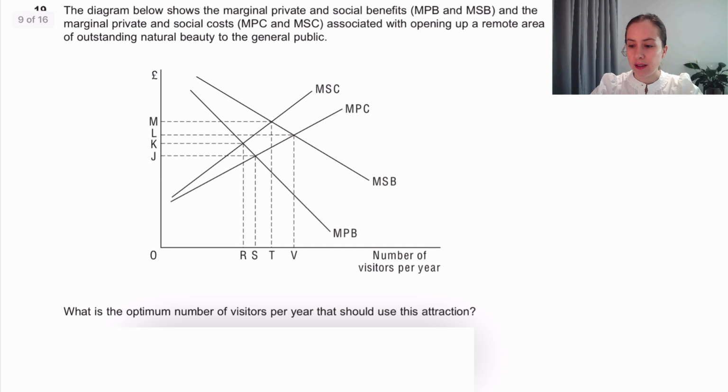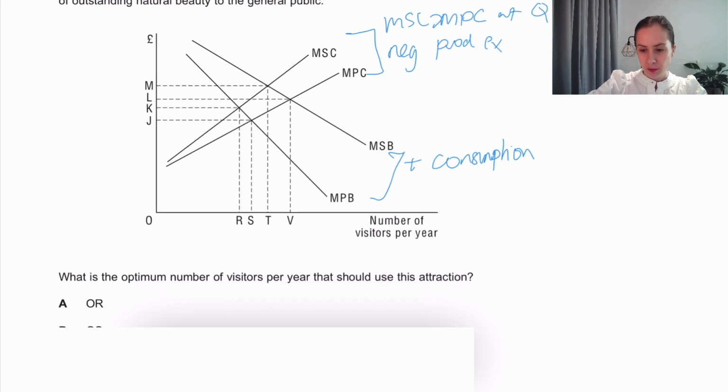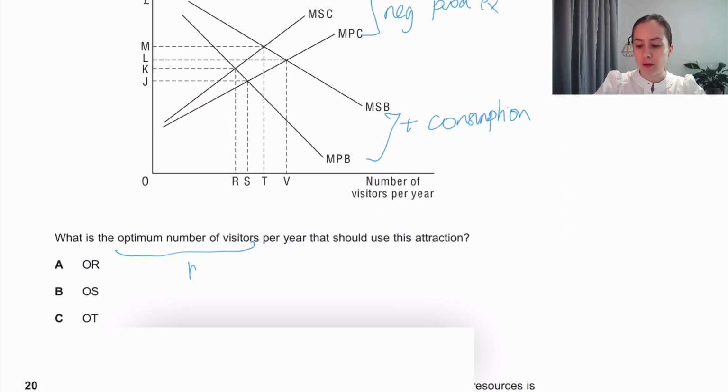Okay, question 19. Here we have the marginal social cost being higher than the marginal private cost at each level of output. So this is a negative production externality. And this one's a positive consumption externality because it's demand. To work out the optimum number of visitors, we need to find where MSC equals MSB. So I'm going to highlight this, highlight that one, and we get T. But not just the T person will arrive. Everyone, including the T person, is how many people should go there. So the answer is C.